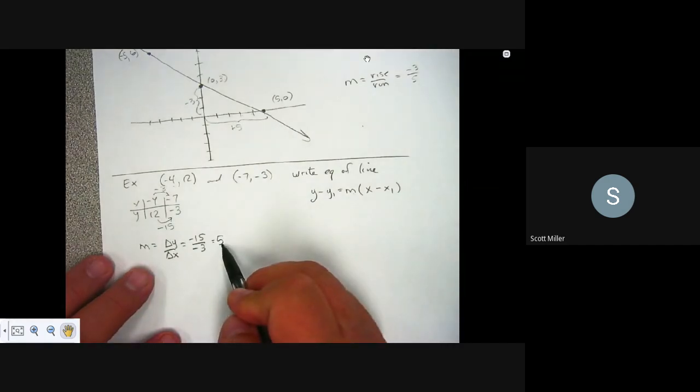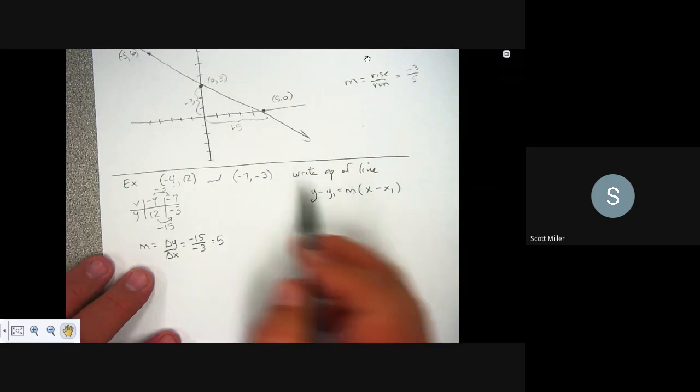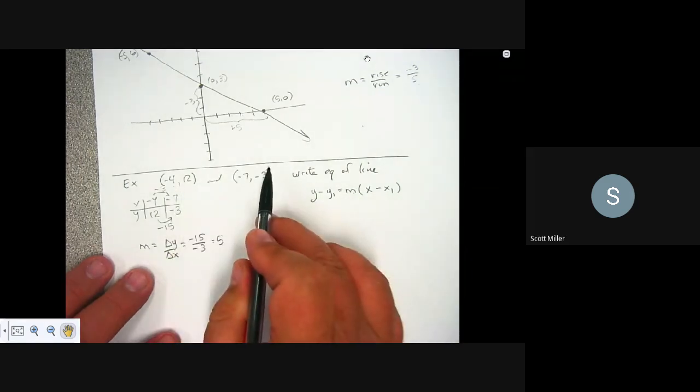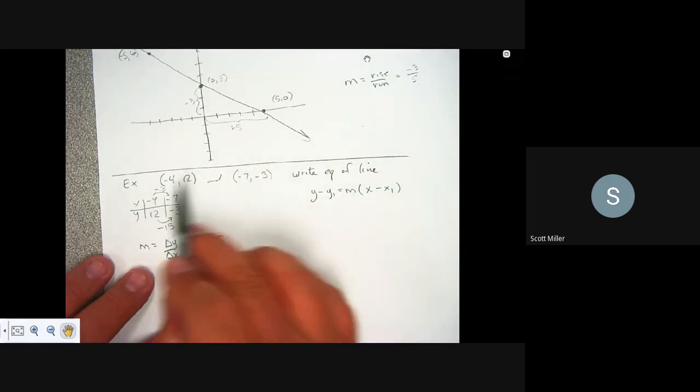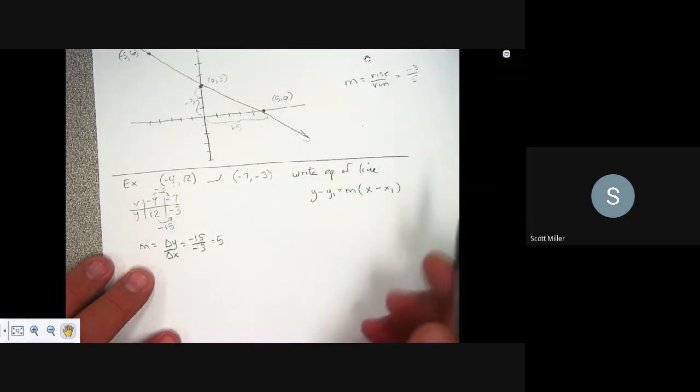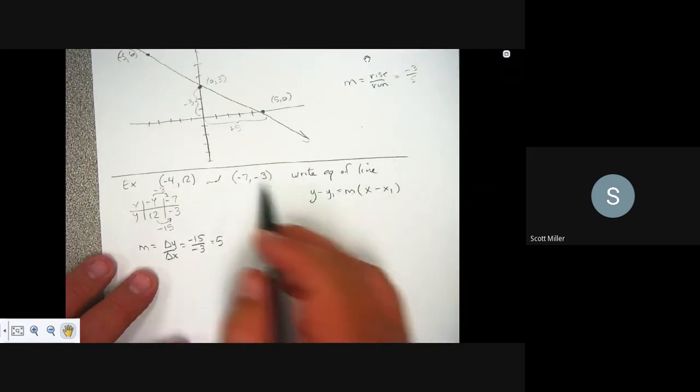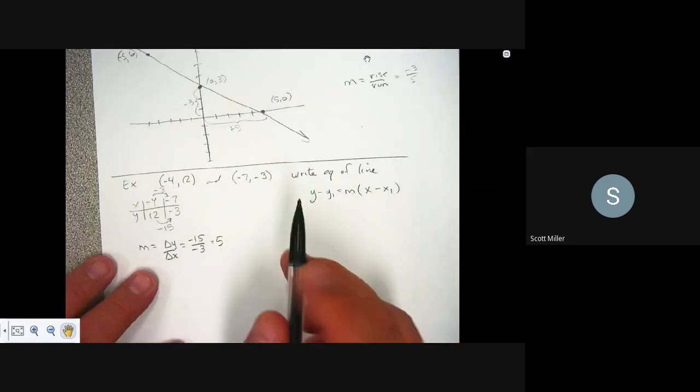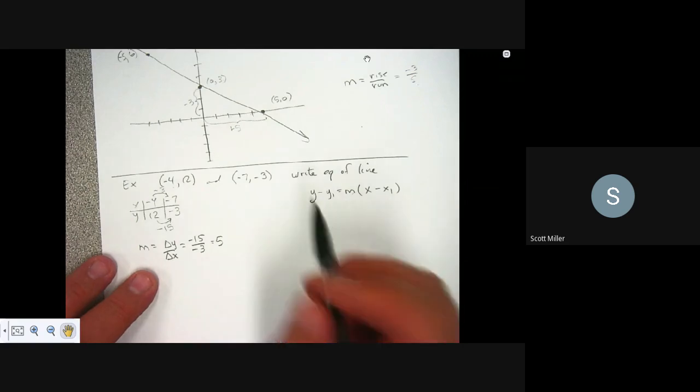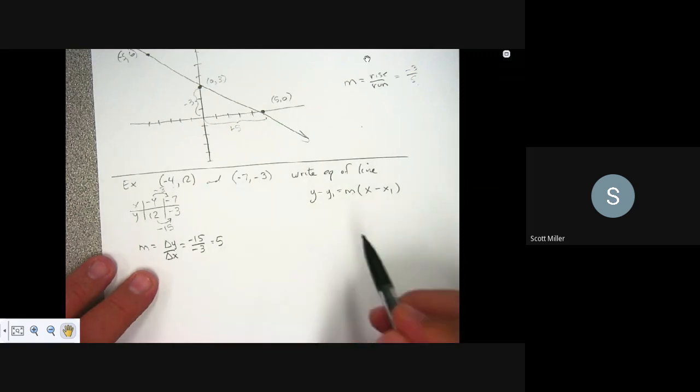All you need to do now is take that slope and pick any point. It does not matter which point you pick. You'll get the same answer either way. I'm going to use the negative ones over here because I want you to be careful of how you plug it in. When you plug numbers into this formula, always plug them in using parentheses.